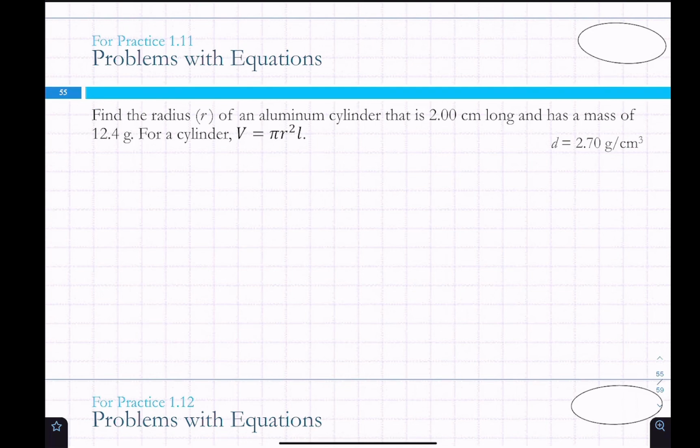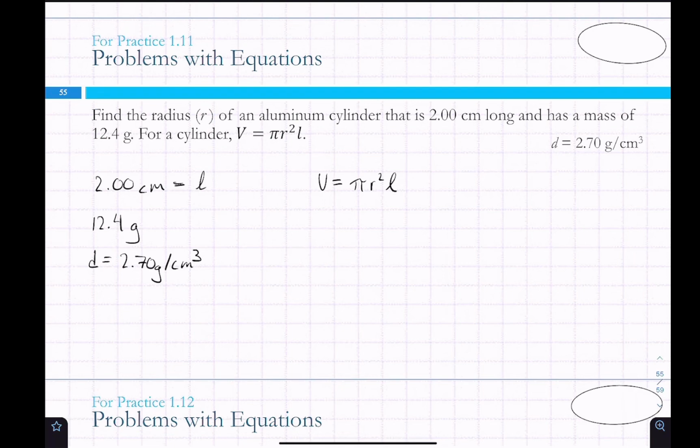So this is one where we really want to write out all of the givens. So we got 2.00 centimeters equals L, 12.4 grams. That equals a mass. We don't have a mass in this equation, but we are given the density, which is 2.70 grams per centimeter cubed. So looking at our equation, V equals pi r squared times L, the length.